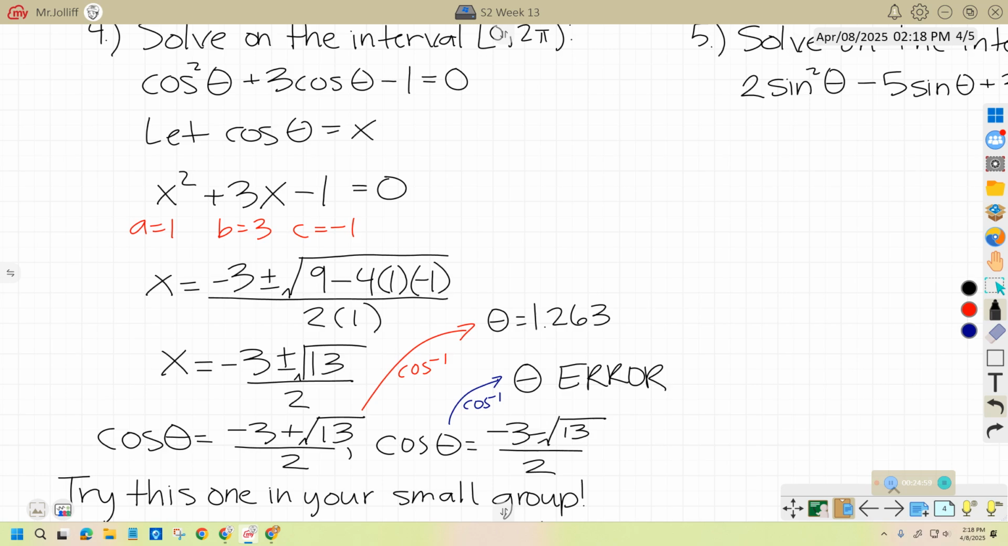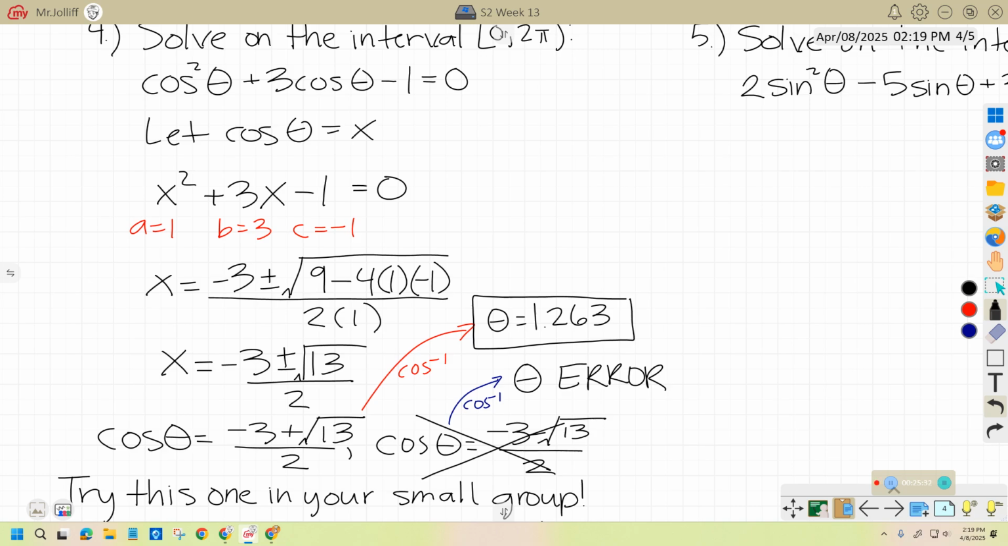Cosine only existed from 0 to pi. -3 minus root 13 is less than 0. That's not in cosine inverse's defined range. That is not acceptable for cosine inverse. Yeah? So this answer here isn't going to give us a valid answer. This is the only answer that works for the function we have.